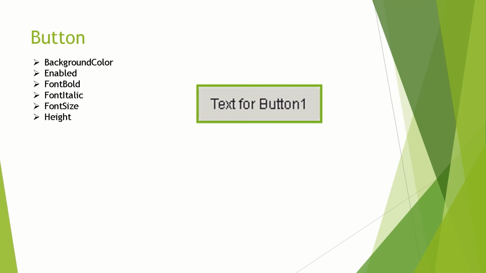Height property will specify the button height. Image property will specify the image that can be displayed over the button. Text property will specify the text that can be displayed over the button. Text color property will specify the text color that can be displayed over the button. Visible property will specify if the button is visible or not. Width property will specify the button width.